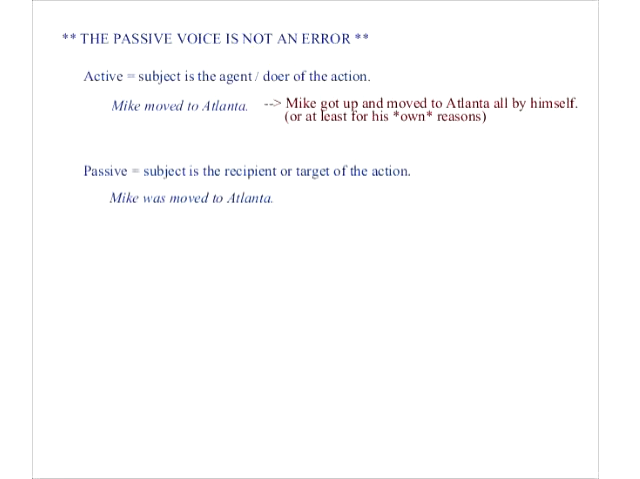It just means that, like, a company or something, so Mike's company or employer or family or whoever else moved him, or made him move to Atlanta. This is the difference between the active and the passive voice. It's not an error, and in fact, there's not even a preference.